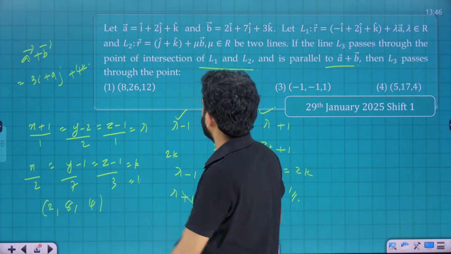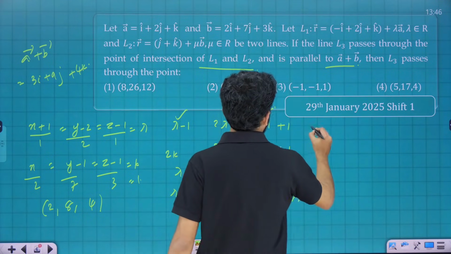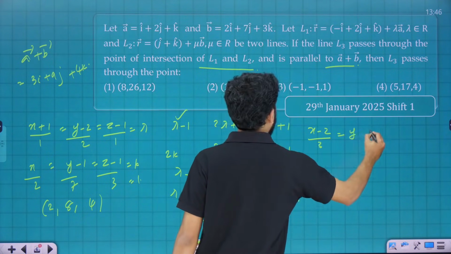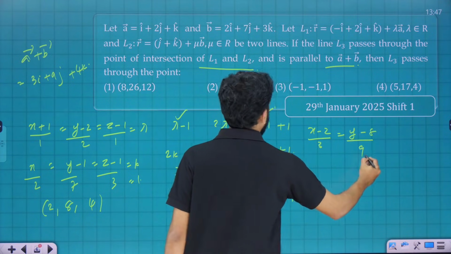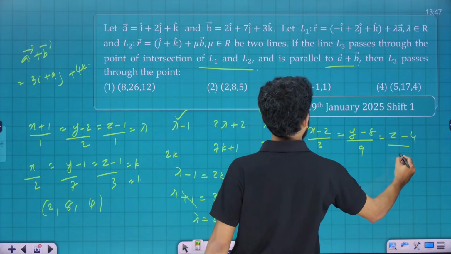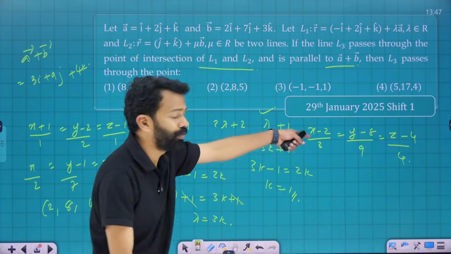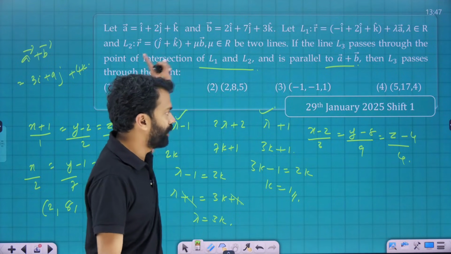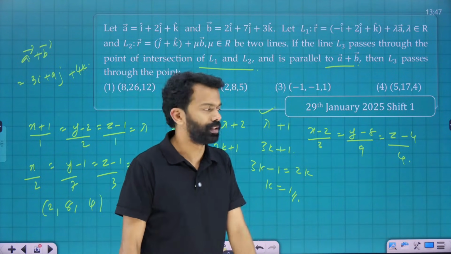Okay, so what is the equation of line L3? That is (x minus 2)/3 is equal to (y minus 8)/9 is equal to (z minus 4) divided by what? 4. We have already formulated the equation of line L3, and whichever among these 4 points satisfies the equation is our answer.